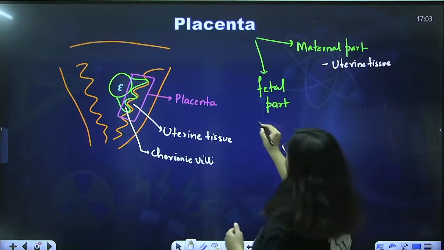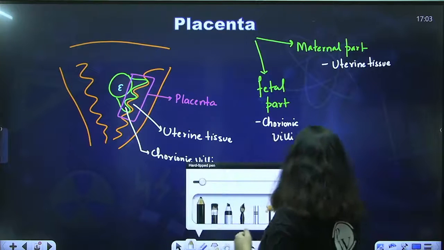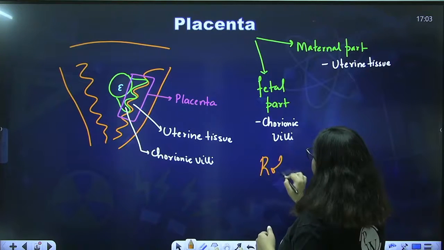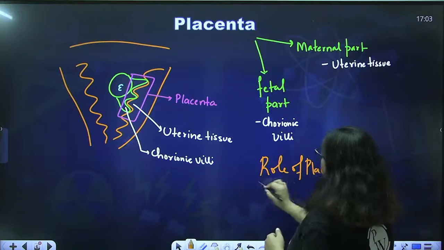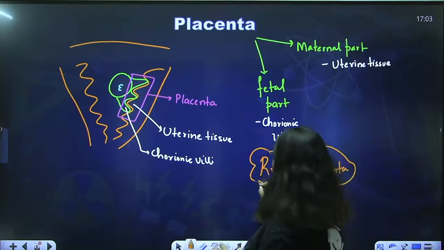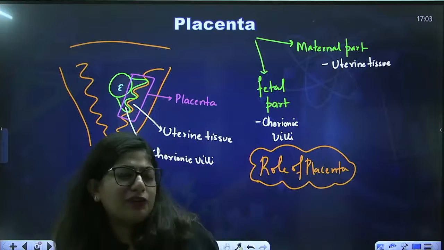And what is the fetal part? That's chorionic villi. Now the main question: what is the role of placenta? Why has nature given placenta? Most of you must be thinking, ma'am, there's nothing to think about. Baby needs food, mother will give it through placenta.